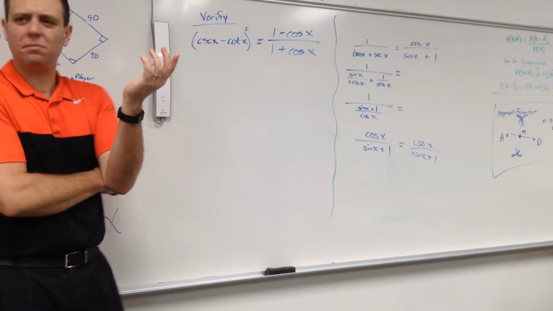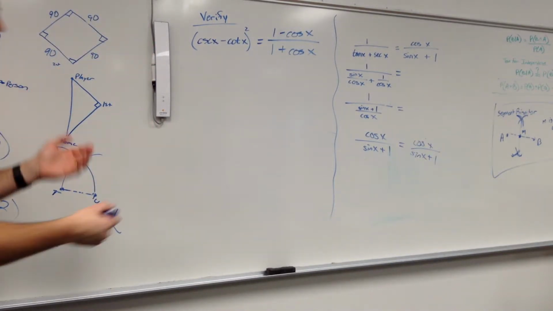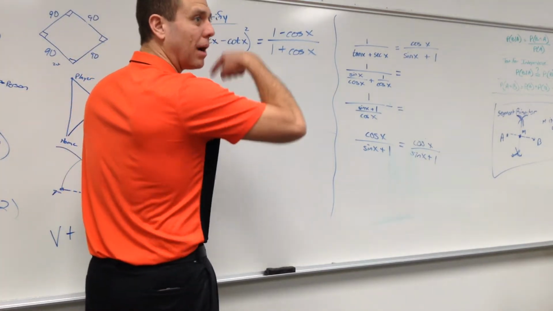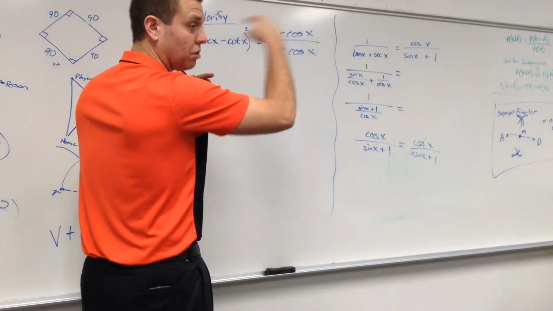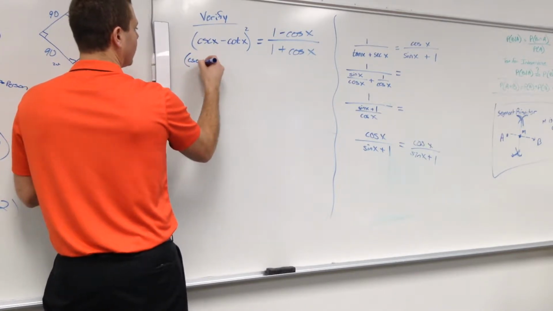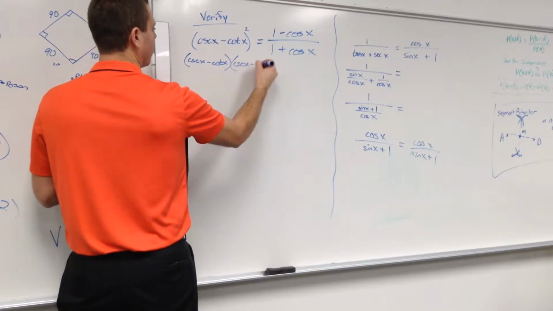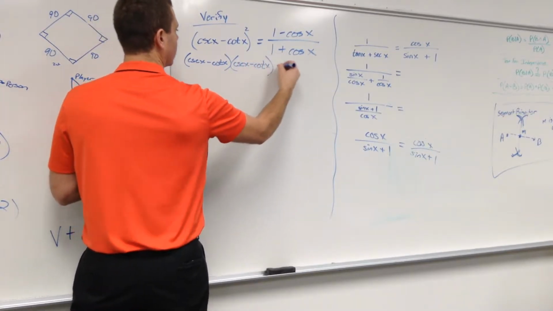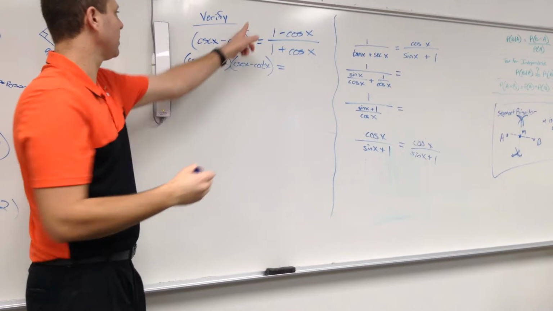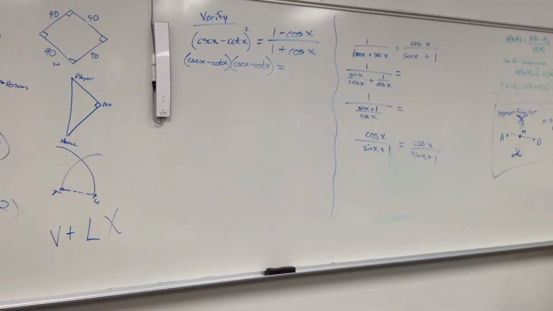What does it mean to square something? Take it times itself, right? So I'm going to write out my steps here. I would probably just mentally do a FOIL right here, but I'm going to show my steps. So cosecant x minus cotangent x times itself. Cosecant x minus cotangent x. Because that's what it means to square something. And now I'm going to FOIL.